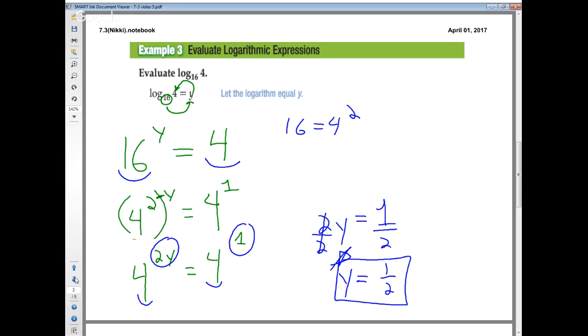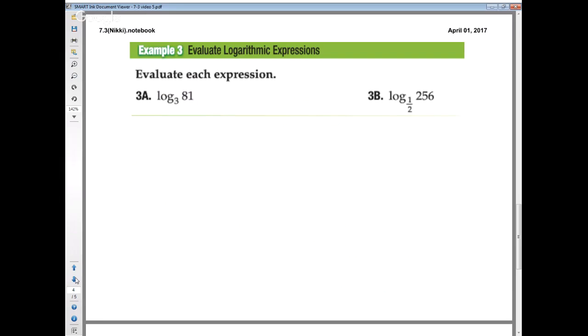So we just went through 3 examples of evaluating logarithmic expressions. So for now, go ahead and pause the video and try and solve these 2 equations. Go ahead and do so now.